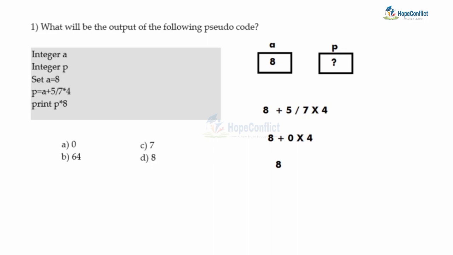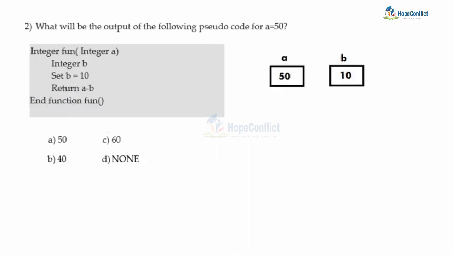So this 8 will be assigned to p, because our statement was p is equals to, that means 8 will be assigned to p. Then after this, in the next line there is a statement print p into 8. So you have to print the value of p multiplied by 8, which means 8 into 8. So 8 into 8 will give us 64. Therefore our answer is 64. Now moving to the next question.